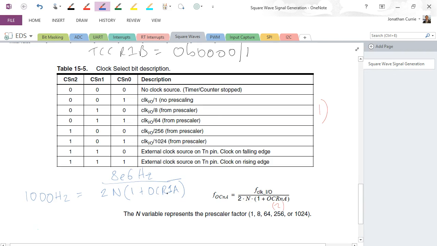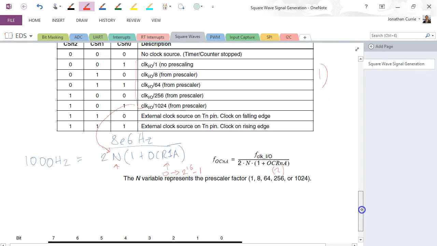All right, so once again, the two unknowns in this are N and OCR1A. Now, N can be any of these values here, while OCR1A can be from 0 to 2 to the 16 minus 1. So straight away, you see there's a lot more flexibility in OCR1A than what we have in N, which means it's a lot simpler to choose one of the prescalers first, and then come back and see whether we can find an OCR1A value that satisfies the left-hand side or the result of this equation.